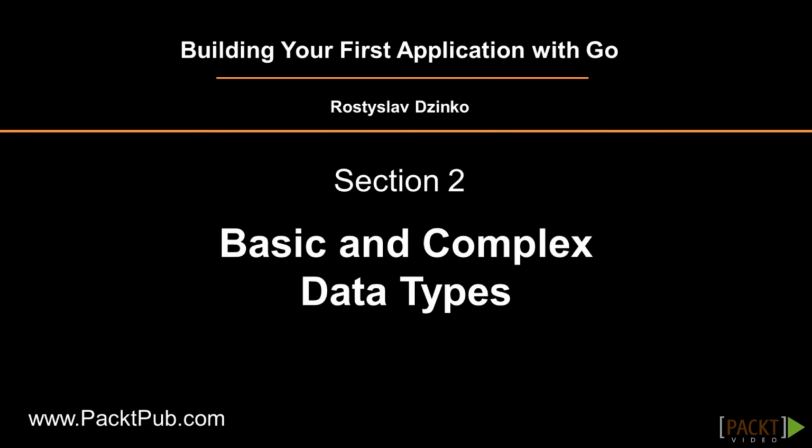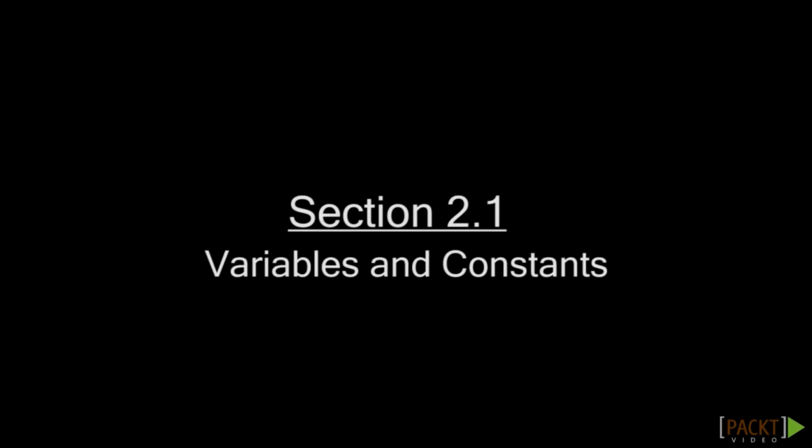Let's continue our Building Your First Application with Go video course by opening the next section called Basic and Complex Data Types. The previous section of the course was mainly devoted to studying the possibilities of the compiler and tools that are provided out of the box and the basics of writing Go applications, mainly the typical application structure and the standard input-output. Let's start with the first task of the current section called Variables and Constants, which we partly got familiarized with earlier.